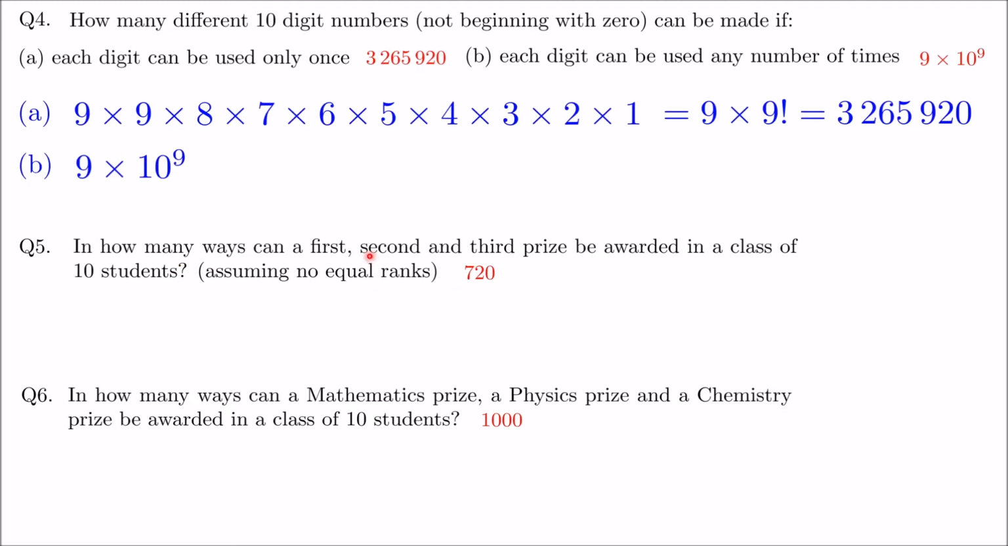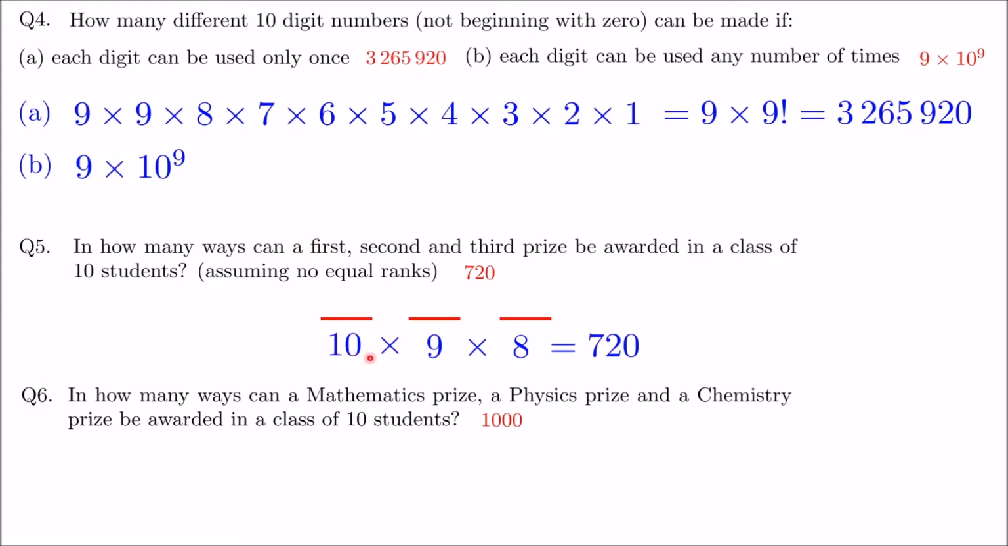Okay, so next one, we're handing out some prizes. First, second, and third, but assuming no equal ranks. Okay, so maybe in these questions, it's really useful to imagine the scenario, right? So you got 10 students standing in front of you, okay? And you're trying to hand out 3 award certificates. So let's say you're holding the certificate for coming first in your hands right now. And how many ways can you give that certificate to the students standing in front of you? There are 10 ways, right? You could choose to give the certificate to any one of them. So right in the beginning, there are 10 choices.